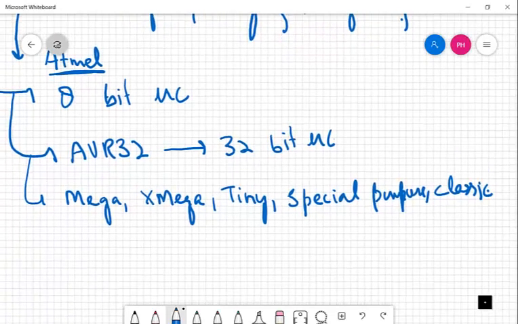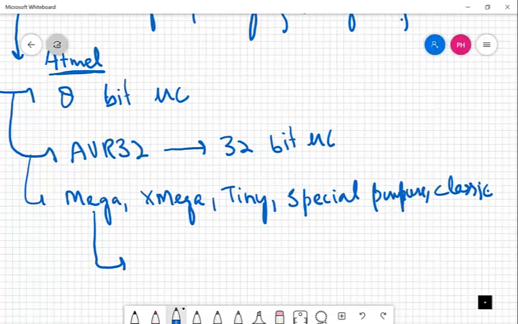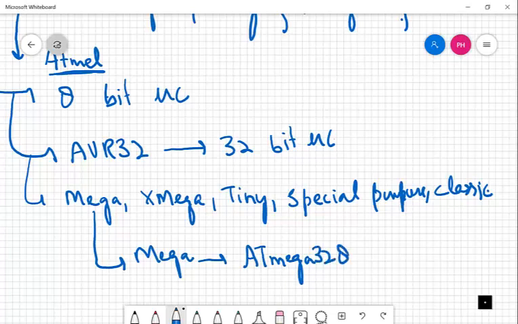And as I told you, we'll be discussing about Mega family, and in the Mega family we'll be discussing about Atmega, usually A and T is capital, AT, Atmega 328. It's the name of a microcontroller. It's very common these days. And why have I chosen it?